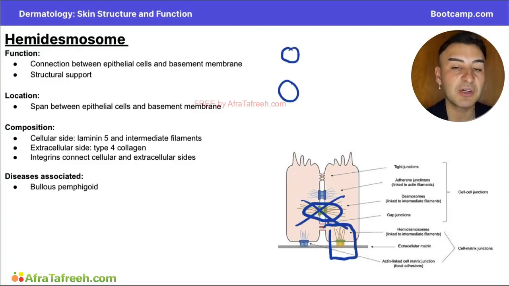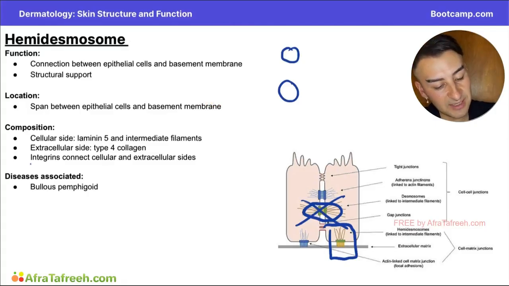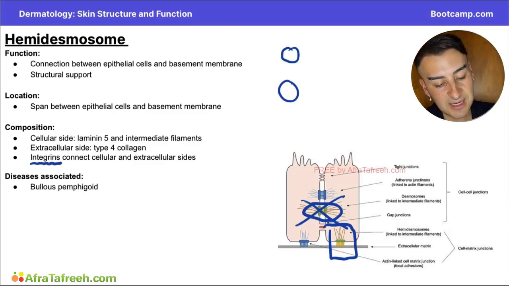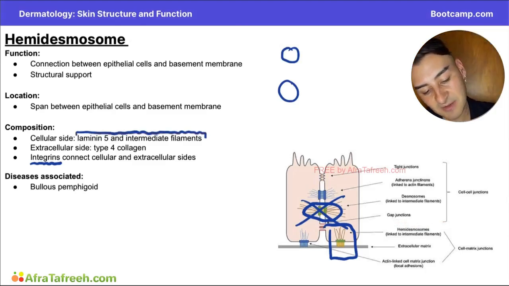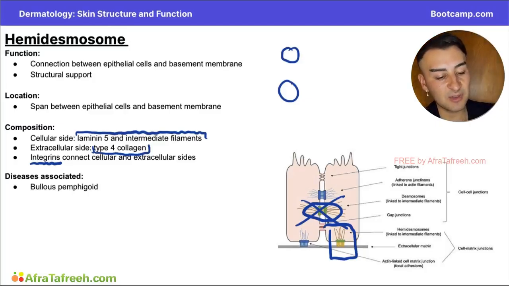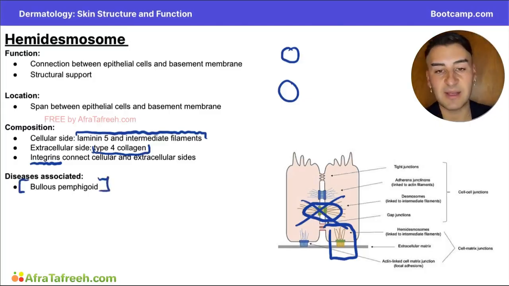So let's talk about how these are a little different in terms of composition. Since we are connecting to the basement membrane, integrins are going to be an important part that are in hemidesmosomes but not in desmosomes. Also, on the cellular side, we're going to have laminin 5 and intermediate filaments, just like a desmosome, but on the extracellular side, we're going to be dealing with type 4 collagen. So that's just a little bit of composition variation between desmosome and hemidesmosome. In terms of pathology, hemidesmosomes are associated with bullous pemphigoid. That is the one disease to be aware of here.